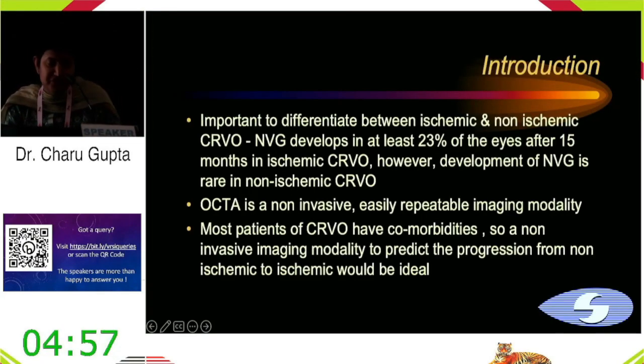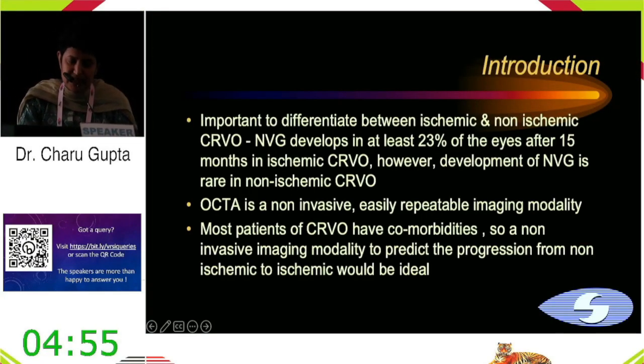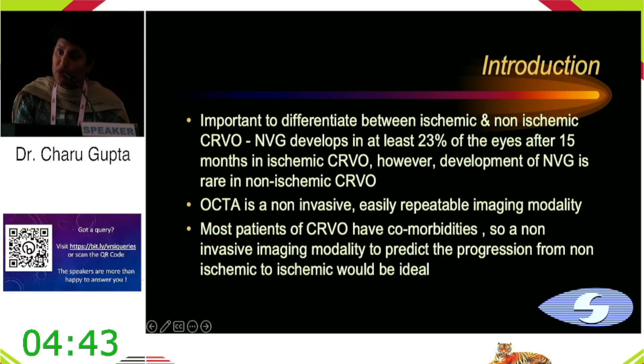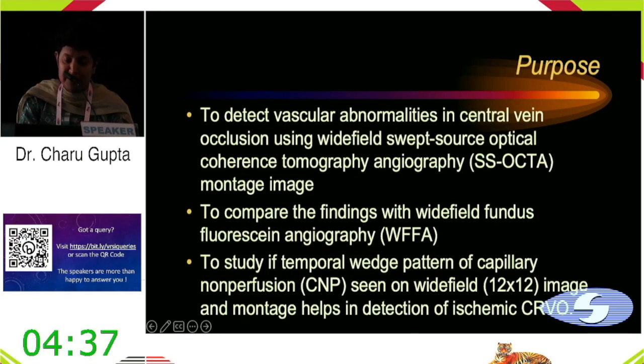So it's important to differentiate between ischemic and non-ischemic CRVO, because NVG tends to develop in nearly 23% of the ischemic eyes. After 15 months, it tends to become ischemic. However, the development of NVG is rare in non-ischemic CRVO. OCTA is a good non-invasive, easily repeatable imaging modality for patients of CRVO who have comorbidities.